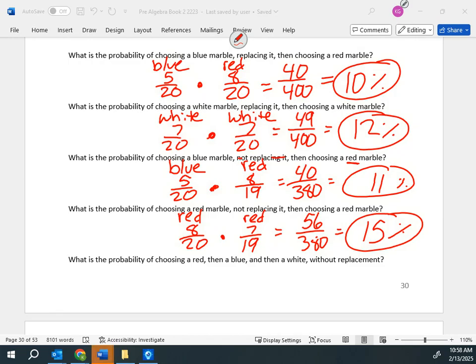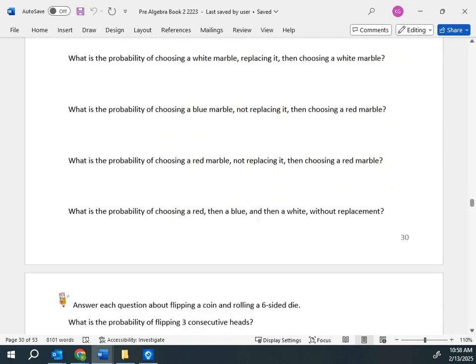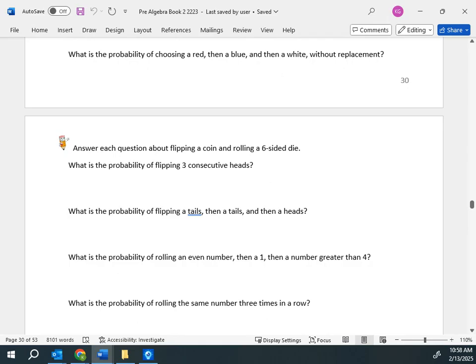What is the probability of choosing a red, then a blue, then a white, without replacements for any of them? So let me scroll up so we can actually see this. What is my first event, Hadley? Red, which is 8/20. What is my next event, Luke? 5/19. That blue? Yeah. 5, there's 5 blues, but we're missing one because we didn't replace it, so it's 5/19.